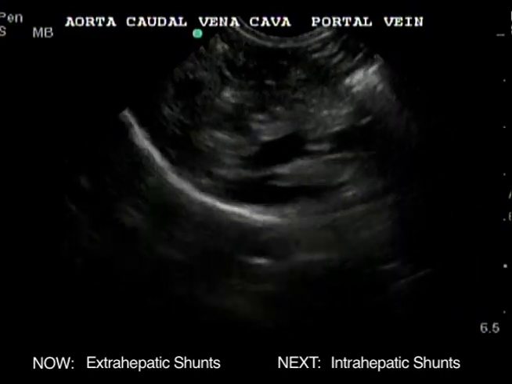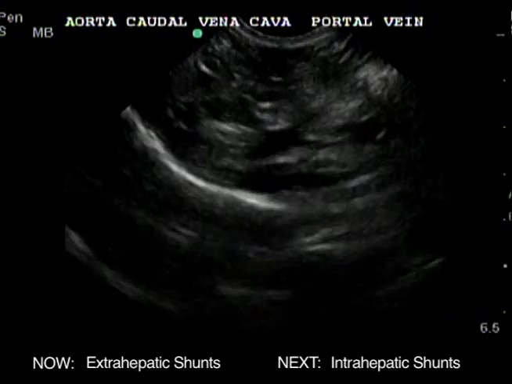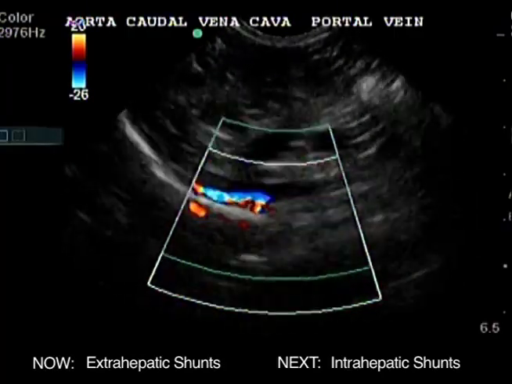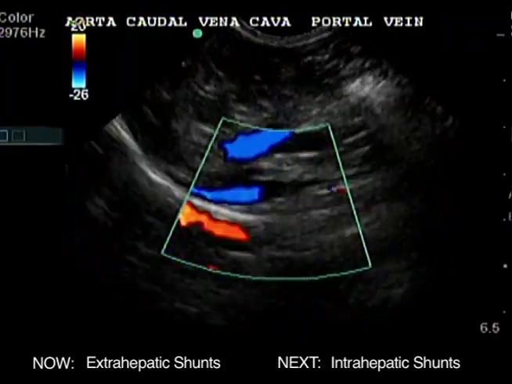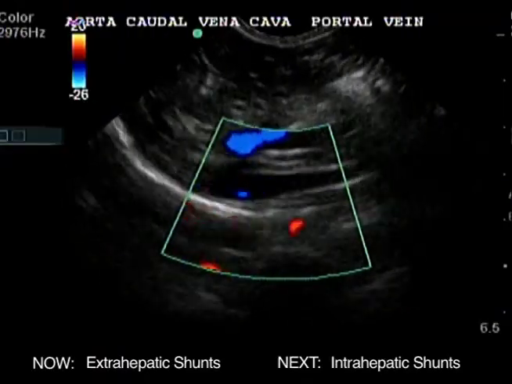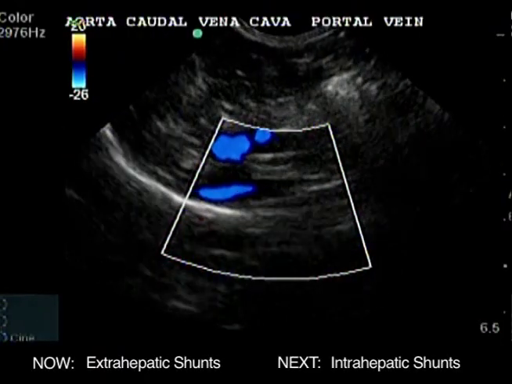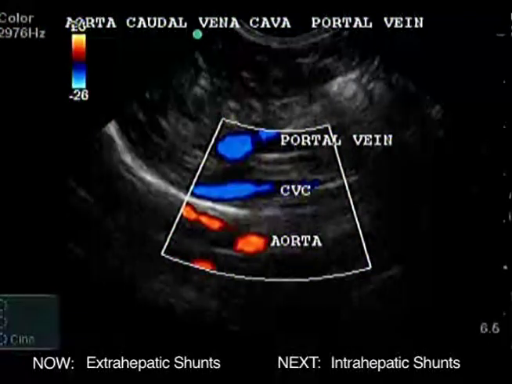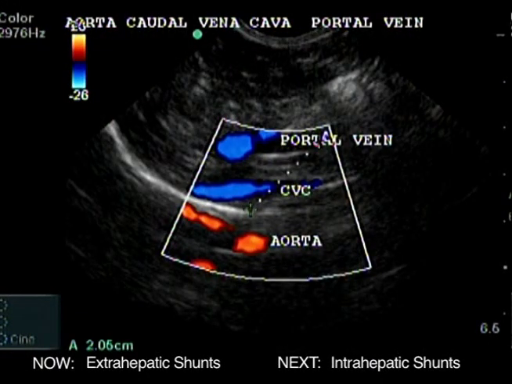At the porta hepatis, the two veins and the aorta are almost the same diameter, about a 1:1:1 ratio. If the portal vein to aortic ratio is 0.8 or greater and the liver is not small, the patient will not have an extrahepatic portosystemic shunt.